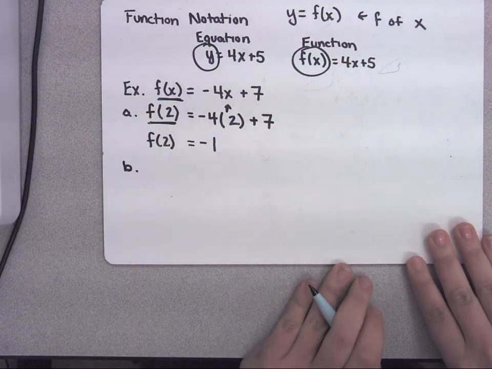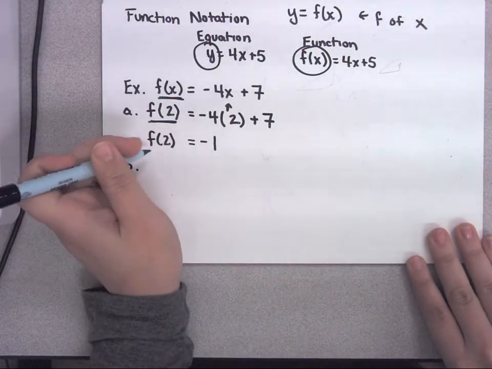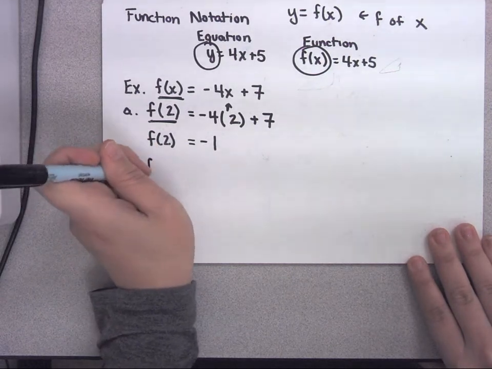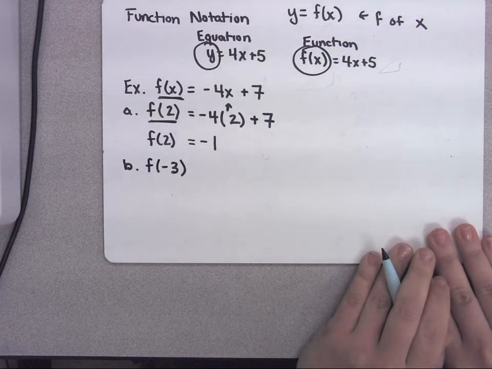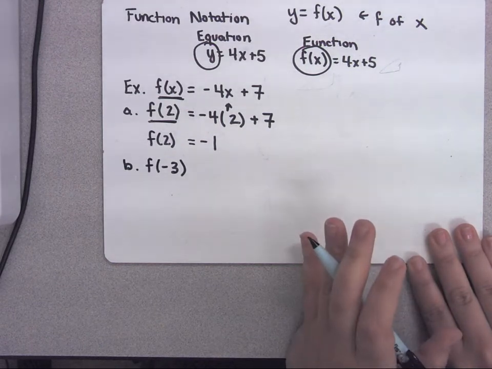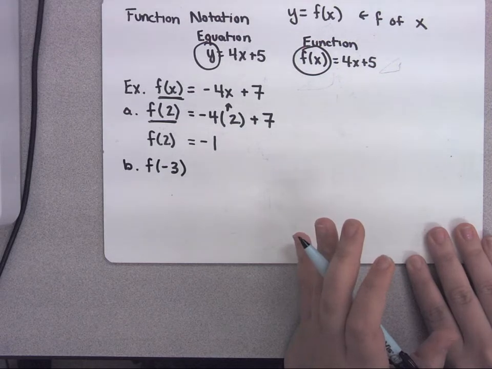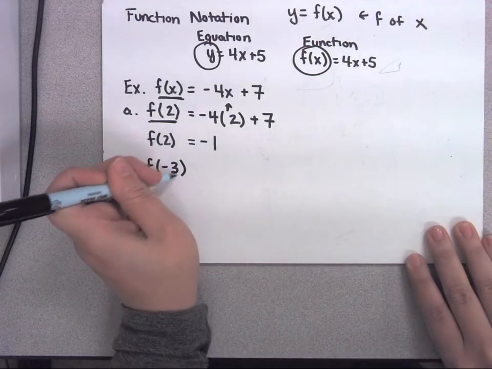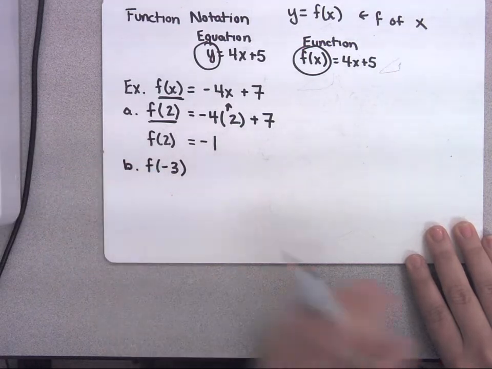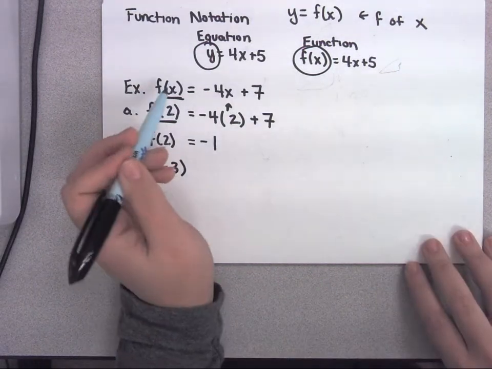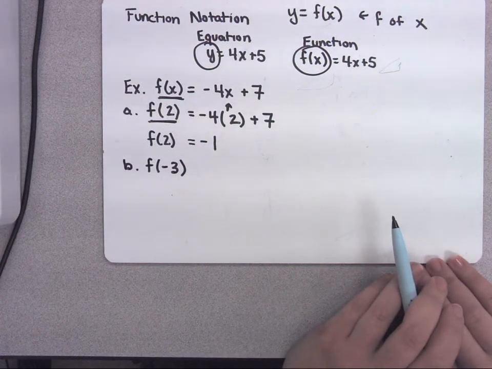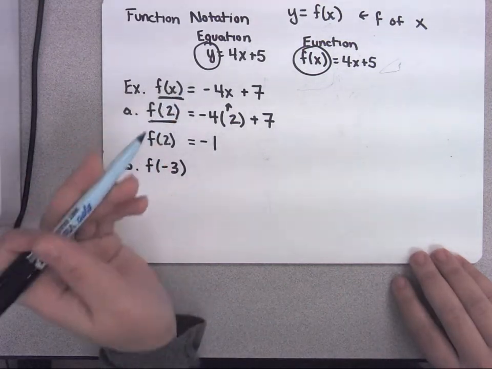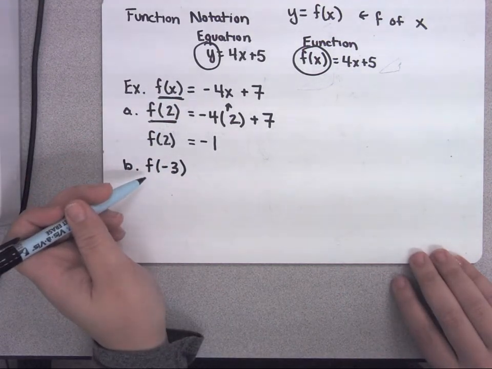Part B. We're getting closer. Now let's try f of negative 3. So what are we going to plug in? What are we going to do? We still have this equation, the original example. You're going to plug it in for x. You're still using the same equation that's up here. You're going to want to pay attention to the right thing.